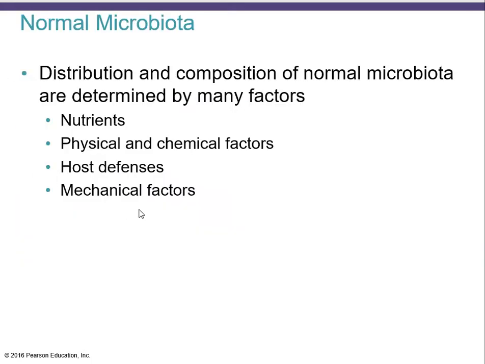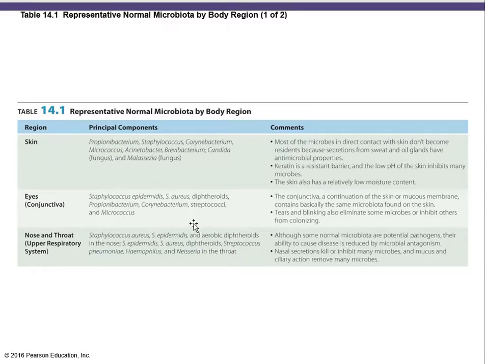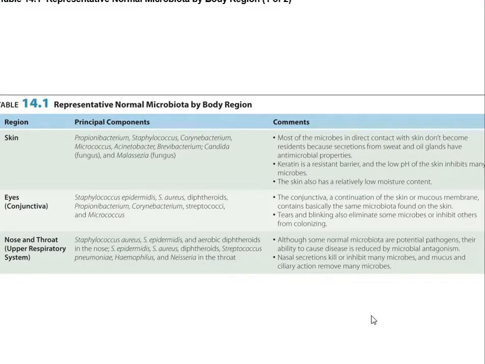So when we talk about normal microbiota, the distribution and the composition of this microbiota is determined by nutrients, physical chemical factors, the host defenses, and mechanical factors, okay? So there is this table in the book that I think is super helpful to understand what point we're trying to make here.